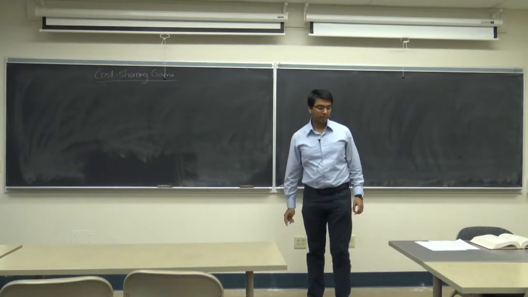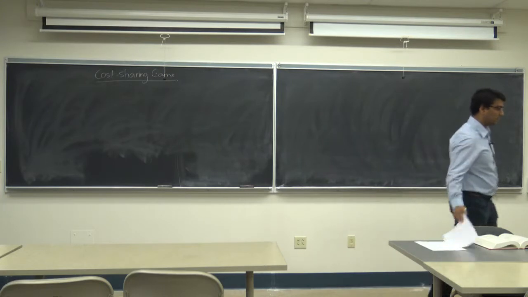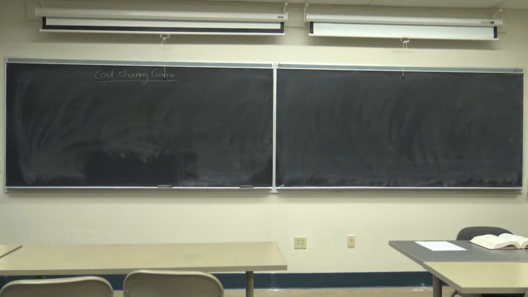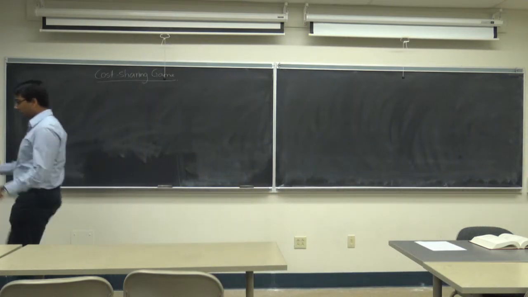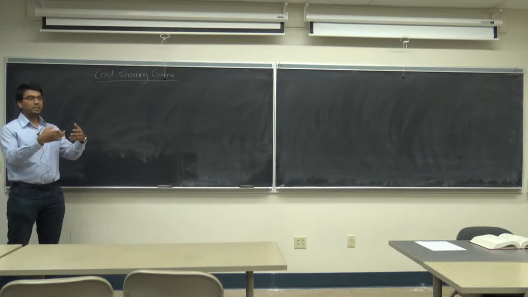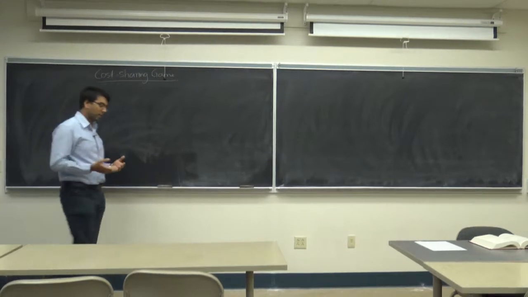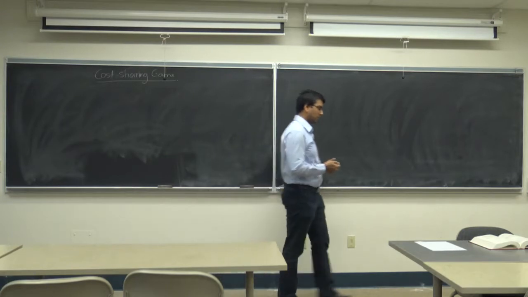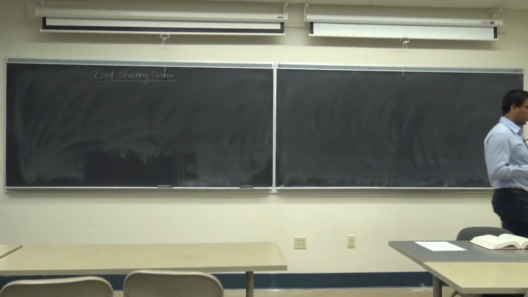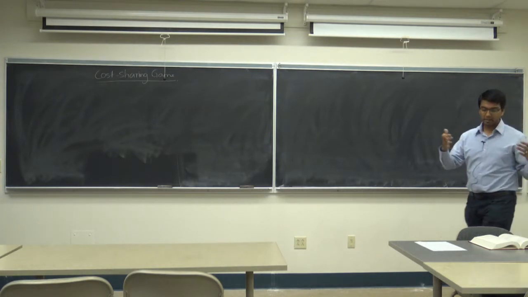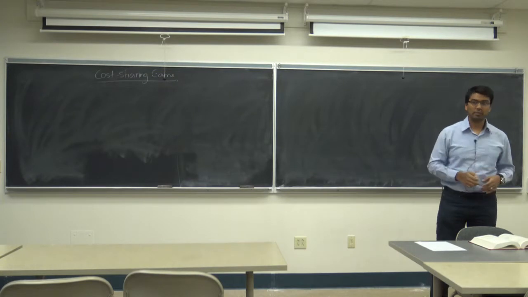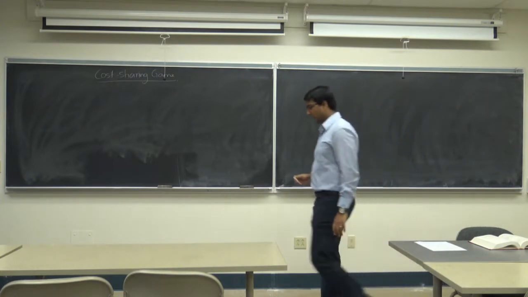All right, so the topic for today's class is a cost sharing game. And the idea is to merge the VCG mechanism that we have studied with some sort of mechanism design that leads to coalition formation, and then you want to make sure that everything is truthful and strategy proof and so on. Okay, so that's the idea here.